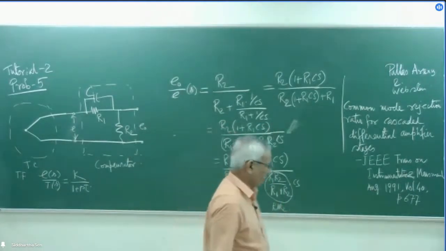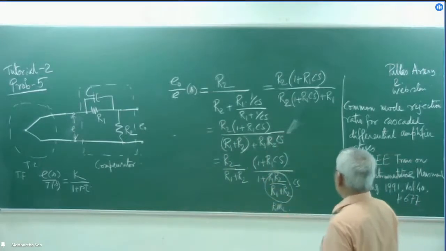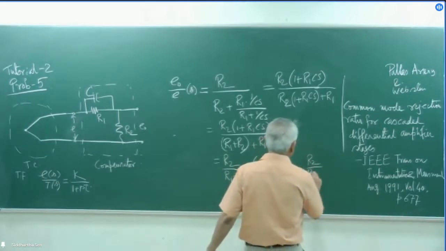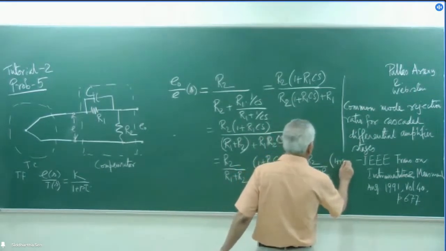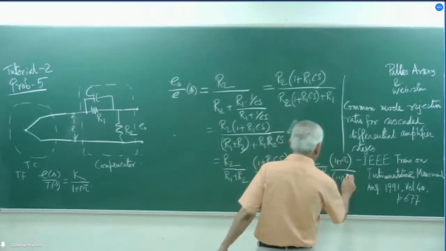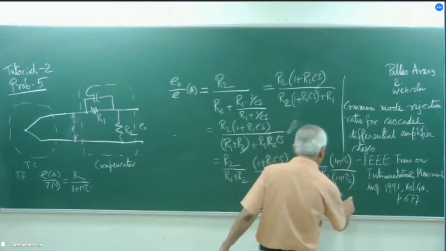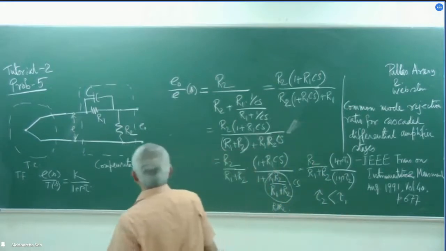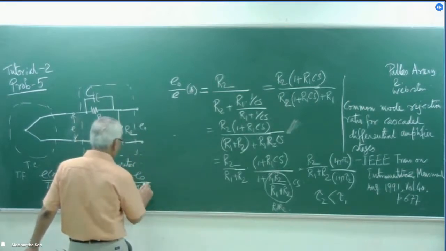So definitely R1 parallel combination of R2 is less than either R1 or R2, or I can say it is R2 divided by R1 plus R2 into (1 plus S tau 1) divided by (1 plus S tau 2). And obviously tau 2 is less than tau 1. Agree? Okay. Now tell me, what would be the total transfer function E0 divided by Ts?